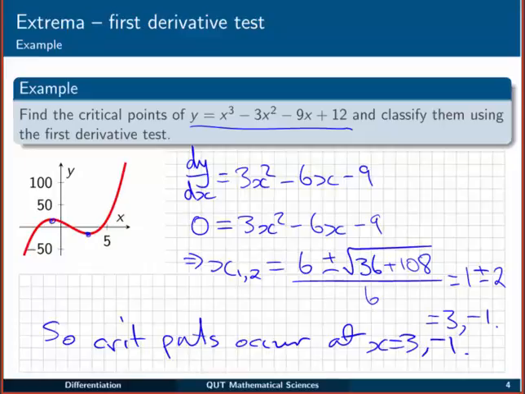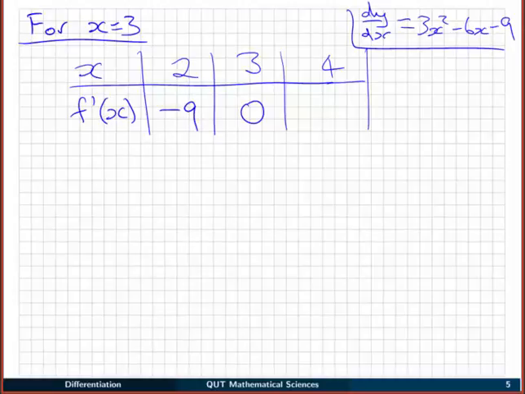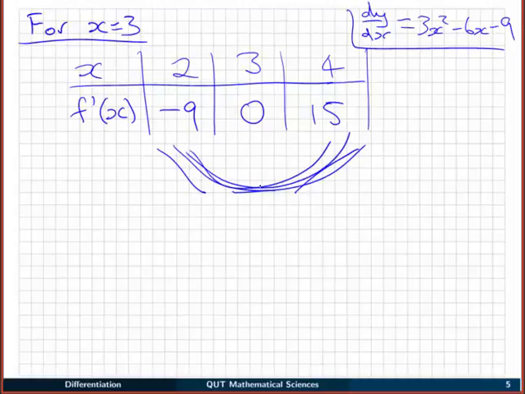Now remember that f dashed, or dy/dx, is 3x squared minus 6x minus 9. So what I need to do then is evaluate that derivative, or f dashed, when x is equal to 2, and I'll find that that's equal to minus 9, and when x is equal to 4, plugging 4 in there, we find that the derivative is equal to 15. So we can see in this case we've changed from a negative gradient through a 0 gradient onto a positive gradient. So we can see the shape of the curve is going to look something like this, and our critical point x equals 3 is going to be a local minimum.